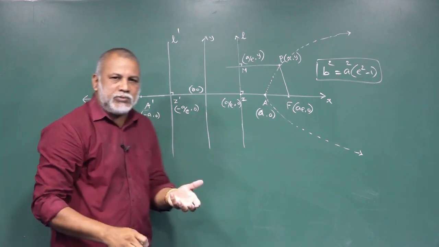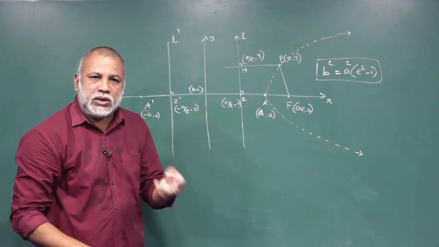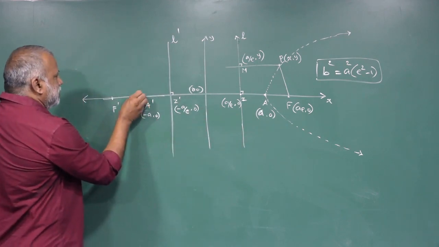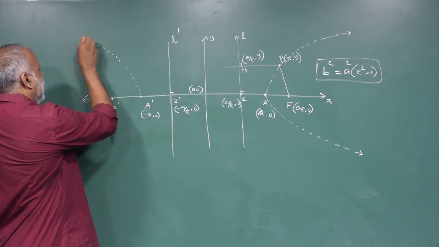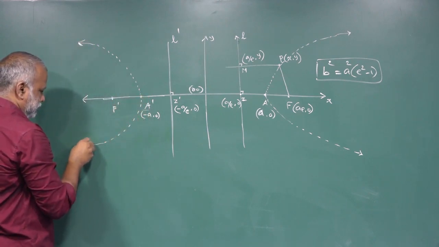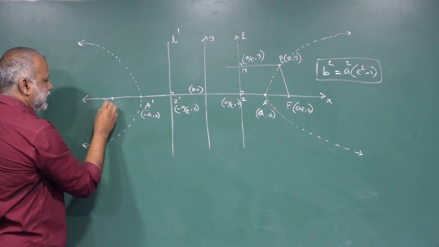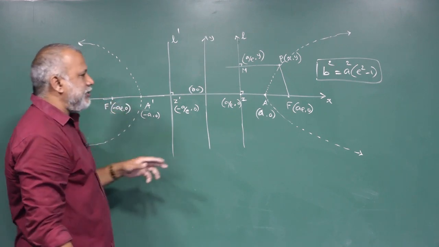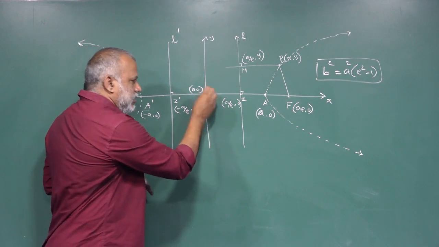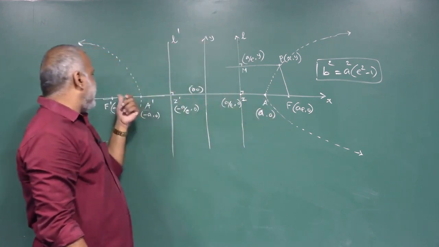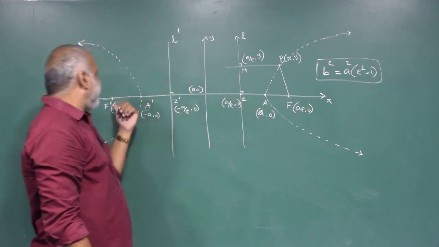Just now I am giving the explanation. The hyperbola passes through the two points A comma 0 and minus A comma 0. Now take down the other portion here. F dash is minus AE comma 0. See the diagrammatic explanation. This is the origin. On one side L, here L dash. Here A dash, then F dash.